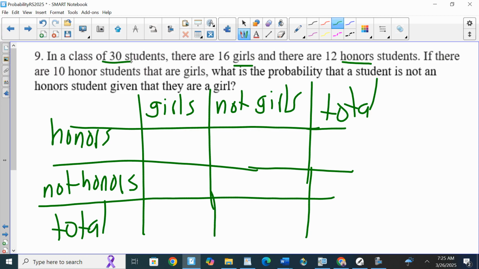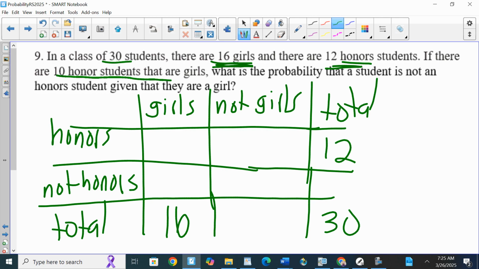There's 30 students. That's your total. 16 girls. This piece of information says nothing about honors. There are 16 girls, so 16 is your total for girls. 12 is your total for honors. There are 10 honor students that are girls. That means that 10 are honors and girls. This is the cell for honors and girls. And comes from the inside of the table. So now I can fill in all the missing pieces by adding and subtracting.